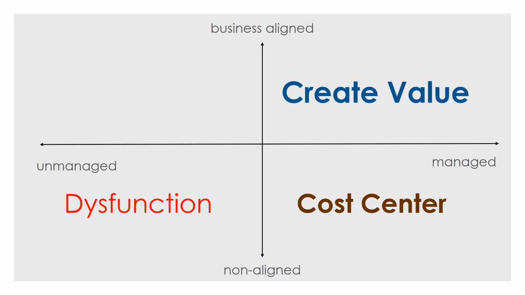It's important to note that as you move to the upper third quadrant, this creating value quadrant, the value of the investment also grows. So dysfunctional organizations may spend less on IT. Their total IT spend may be less than business aligned and well-managed organizations, but they also have the lowest level of return on their investment because they're not getting any value from their IT.